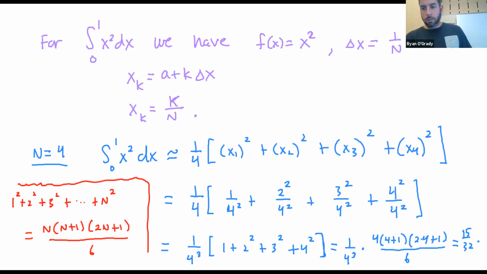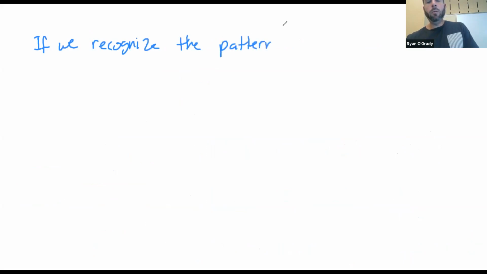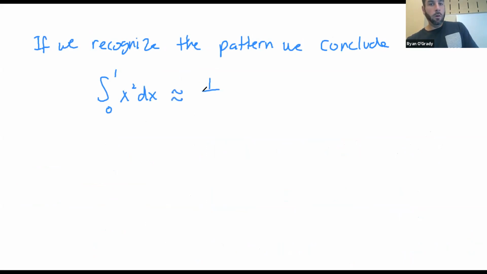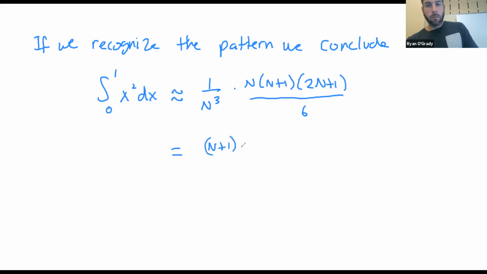Okay, so here's what we know. If we recognize that pattern, we conclude that the integral from 0 to 1 of x squared dx is approximately 1 over n cubed times n plus 1 times 2n plus 1 over 6, which if you clean this up, you're left with n plus 1 times 2n plus 1 divided by 6n squared.